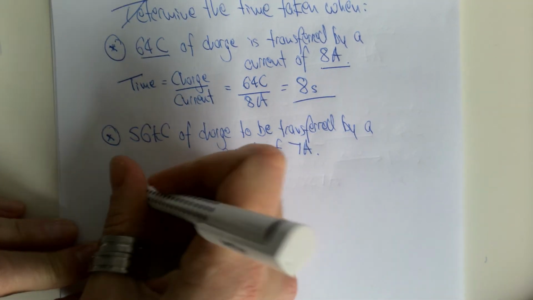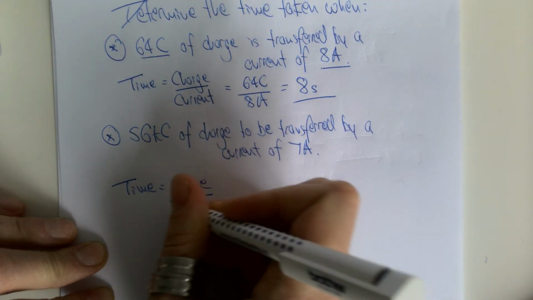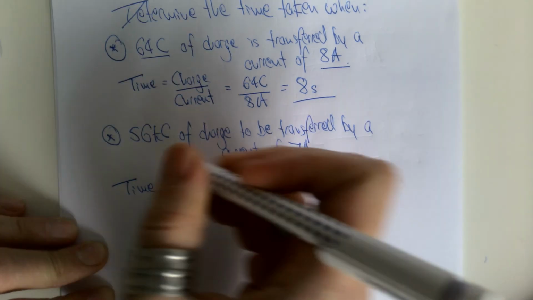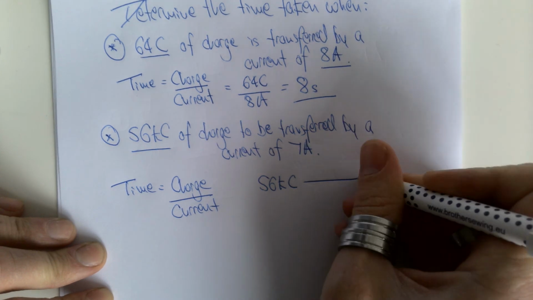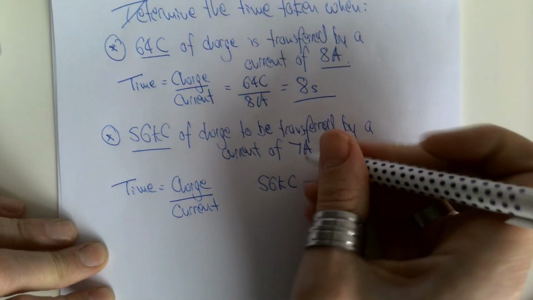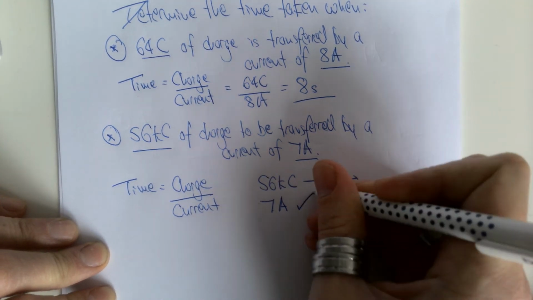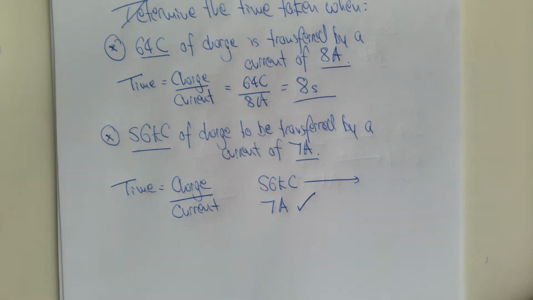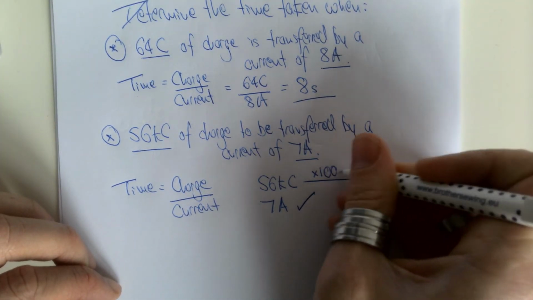So we know that our equation is time equals charge divided by current. Our charge here is 56 kilocoulombs, and we've got a current of 7 amps. So our current is in the form that we need. However, we need to convert between coulombs and kilocoulombs. If we want to move between kilocoulombs and coulombs, we have to multiply by 1000.